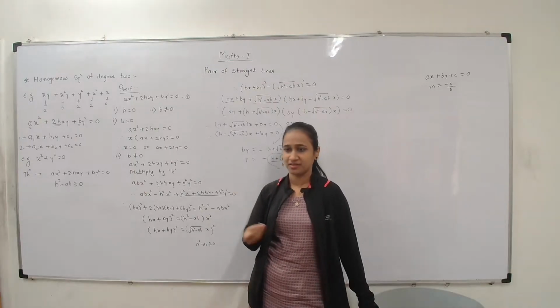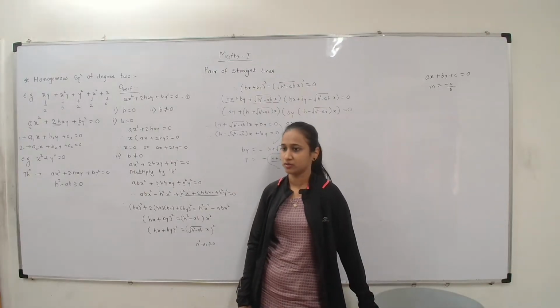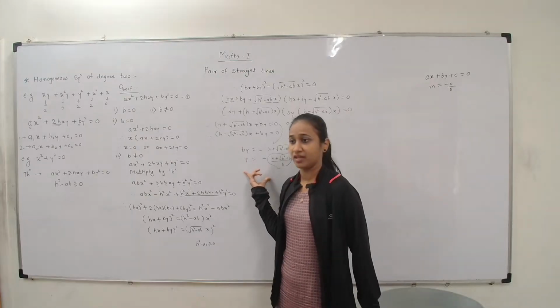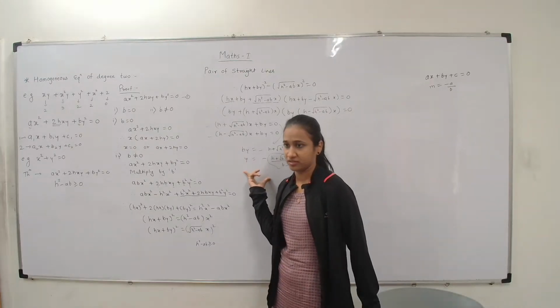That is, after just simple simplification, you will get the two separate equations of lines. In addition, you can write this. This is for you, and the extra information you can see.